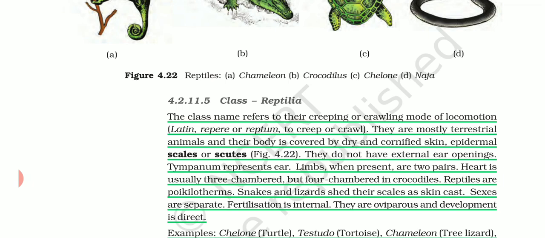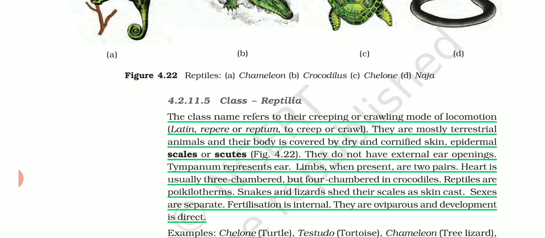They are again cold blooded, so we call them poikilotherms. Most of them, like snakes and lizards, have the capacity to shed their scales as skin cast. You must have seen the outer covering of a snake. So the snake is a clean animal because it removes its skin cast on a regular basis, and a new skin comes from inside.